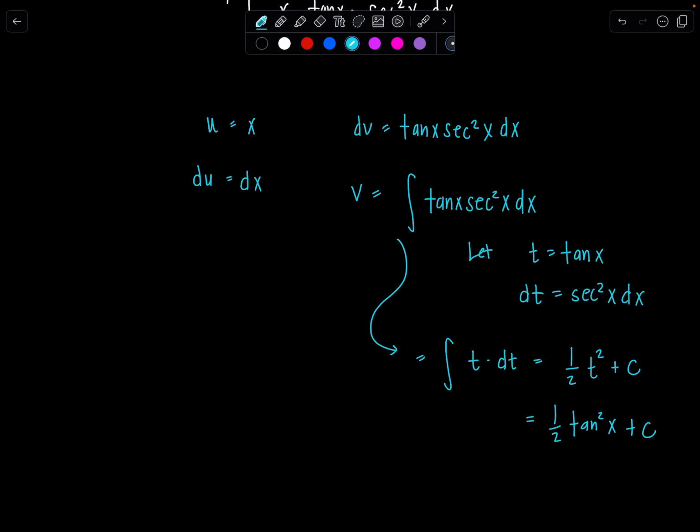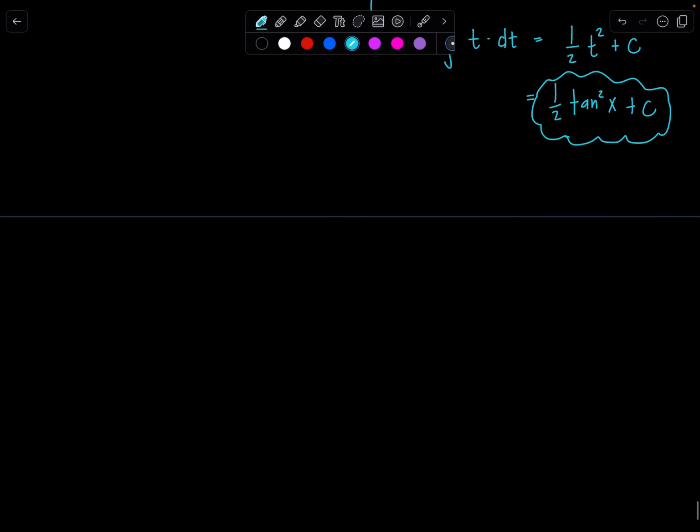So now let me rewrite everything. This is what v is without the plus c part. So let's get everybody set up. So u was x, du was dx, dv was tan x secant squared x dx, and then v was just 1/2 tan squared x. Okay, now I'm going to rewrite the integral using our by parts formula.